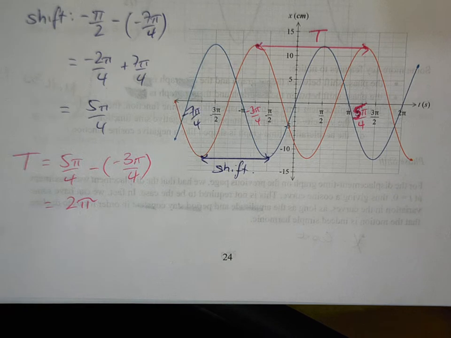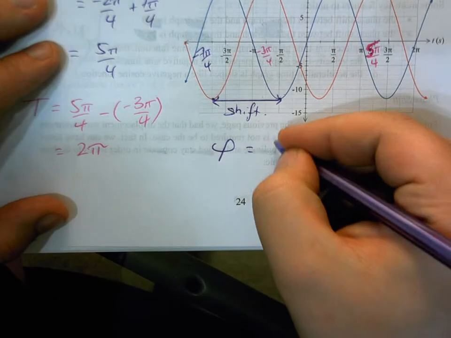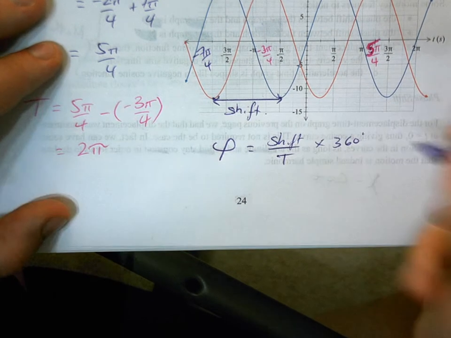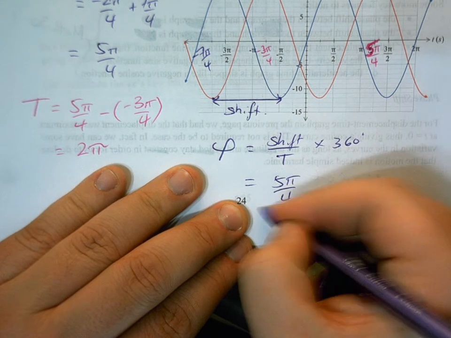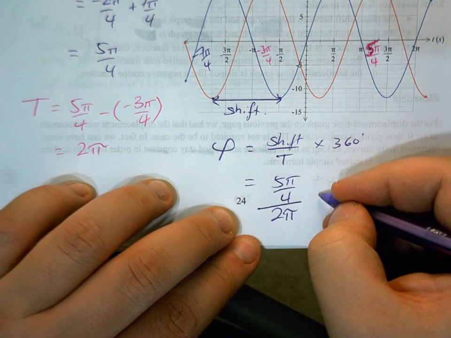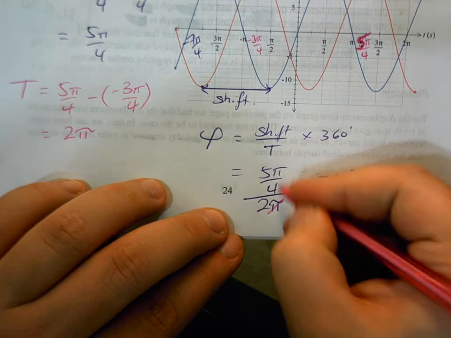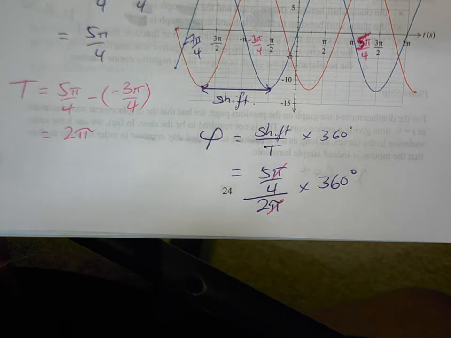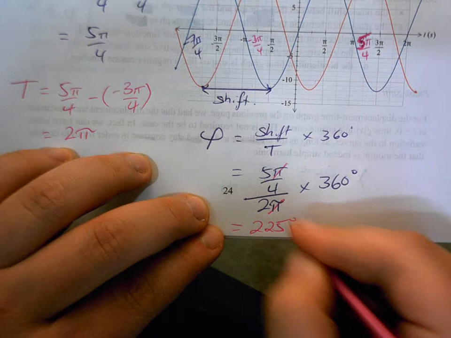So the last thing, we're going to use this equation up here to calculate the shift. So the shift, or the phase difference, is that shift divided by the period times 360 degrees. So we're shifting by 5 pi over 4. We're going to divide that by 2 pi, and then multiply that by 360 degrees. So the pi's are going to go away. So we're going to have 5/4 divided by 2. We're going to multiply that by 360. So this is going to give us 225 degrees.